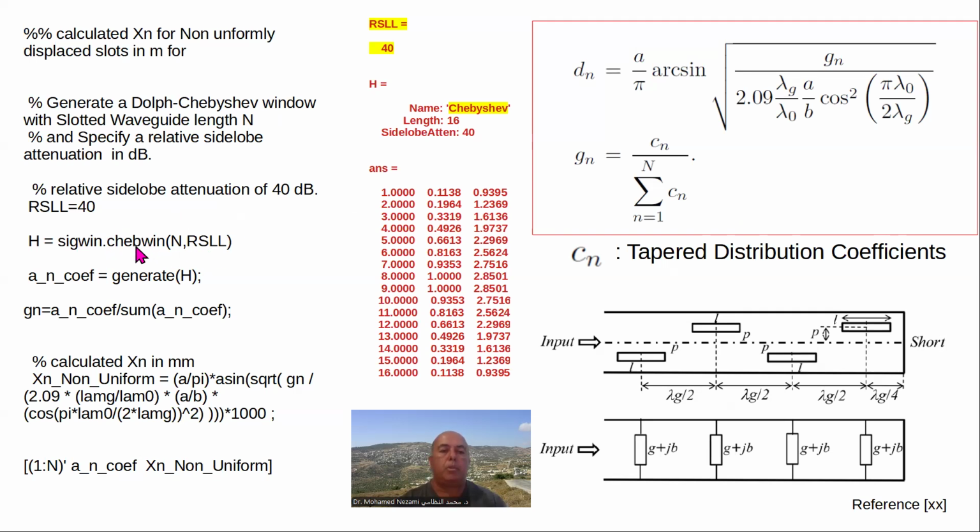synthesizes a Chebyshev window with a certain length, which is n, 16 in this case, and then the side lobe level ratio, which in this case I started out with 40 dB. Of course you normalize these, and you calculate based on this equation, which is here. All this equation gives you the distances as a function of GNs, and GNs, of course, are all proportional to the window value, which is here. These are the window values in here.